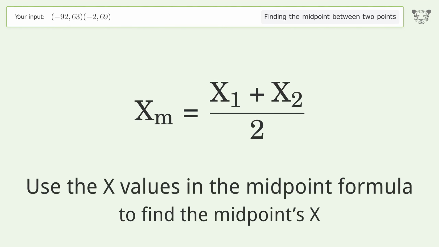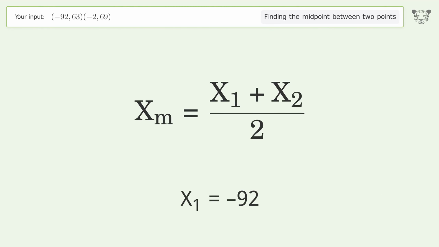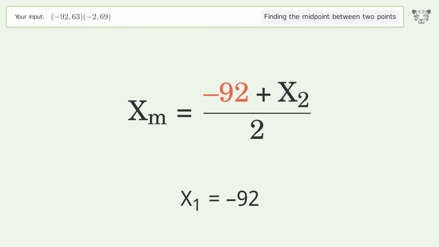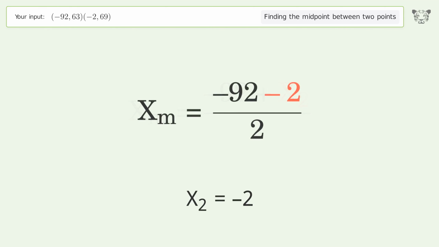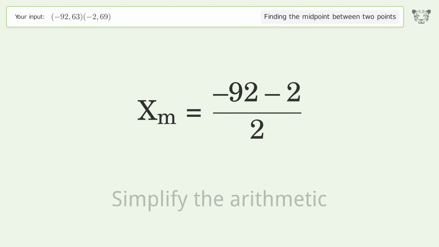Use the x values in the midpoint formula to find the midpoint's x. x1 equals negative 92. x2 equals negative 2. Simplify the arithmetic.